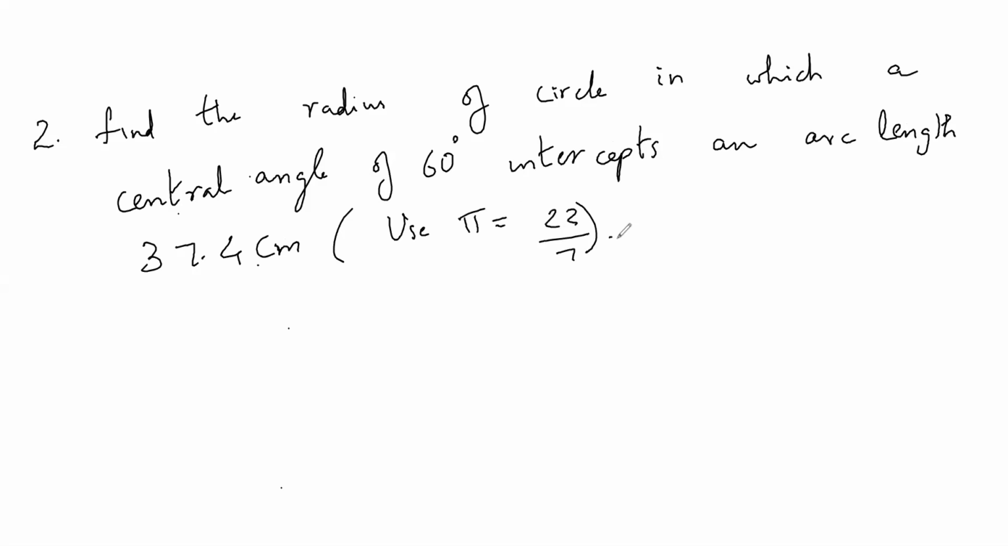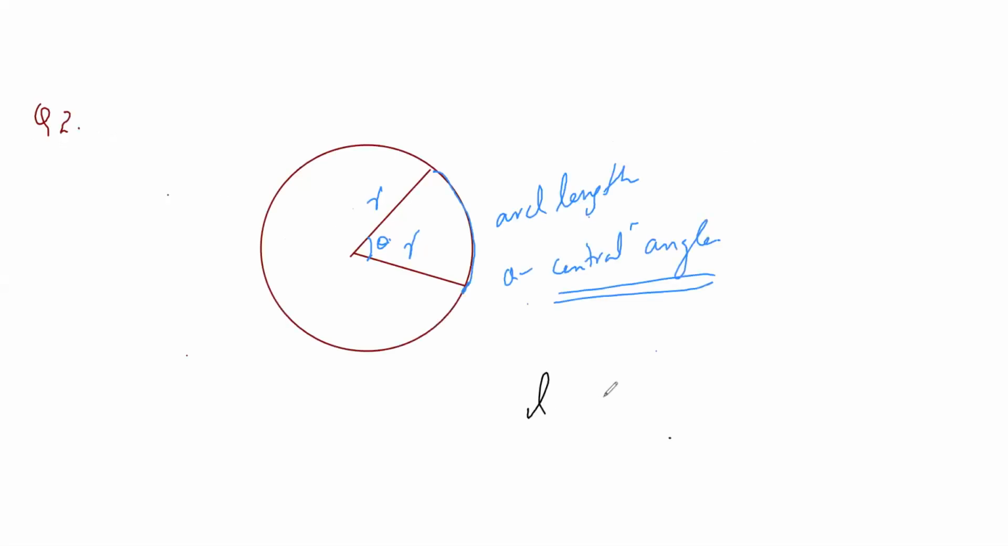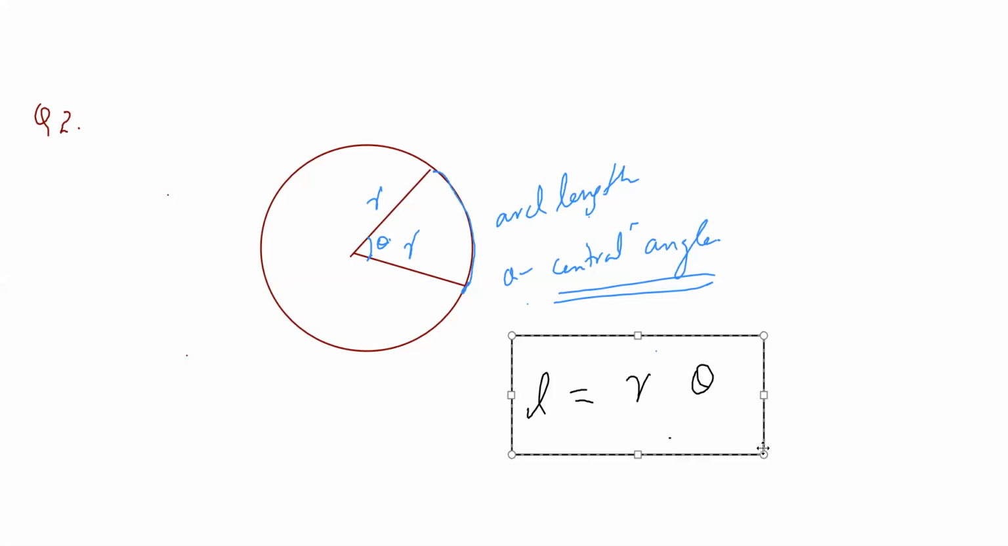And one more important thing which I didn't tell you here is there is a simple formula. L is nothing but the arc length. L is equal to r theta. This is the formula which we are going to use in this question. Correct? Yes or no?